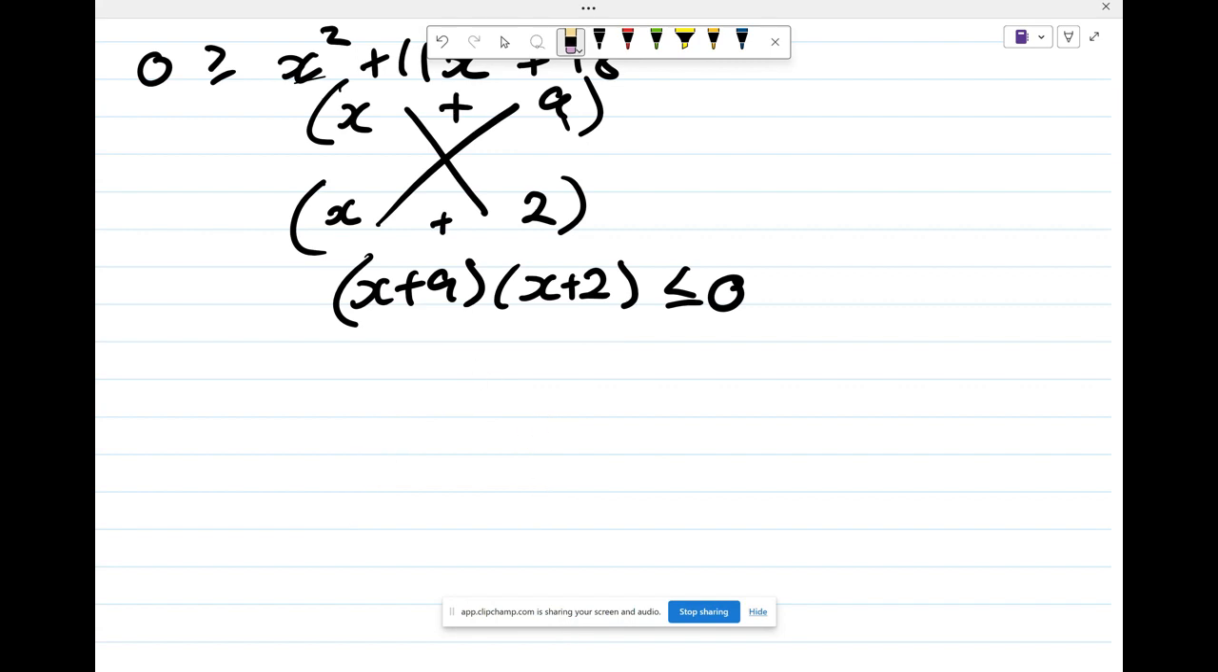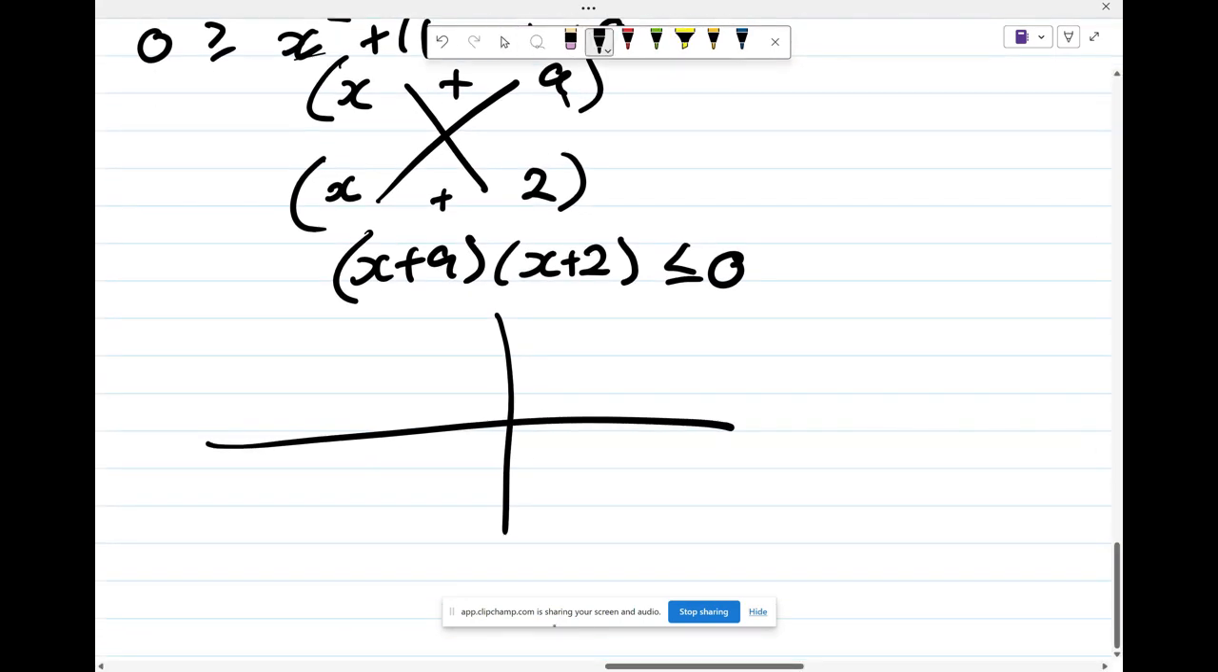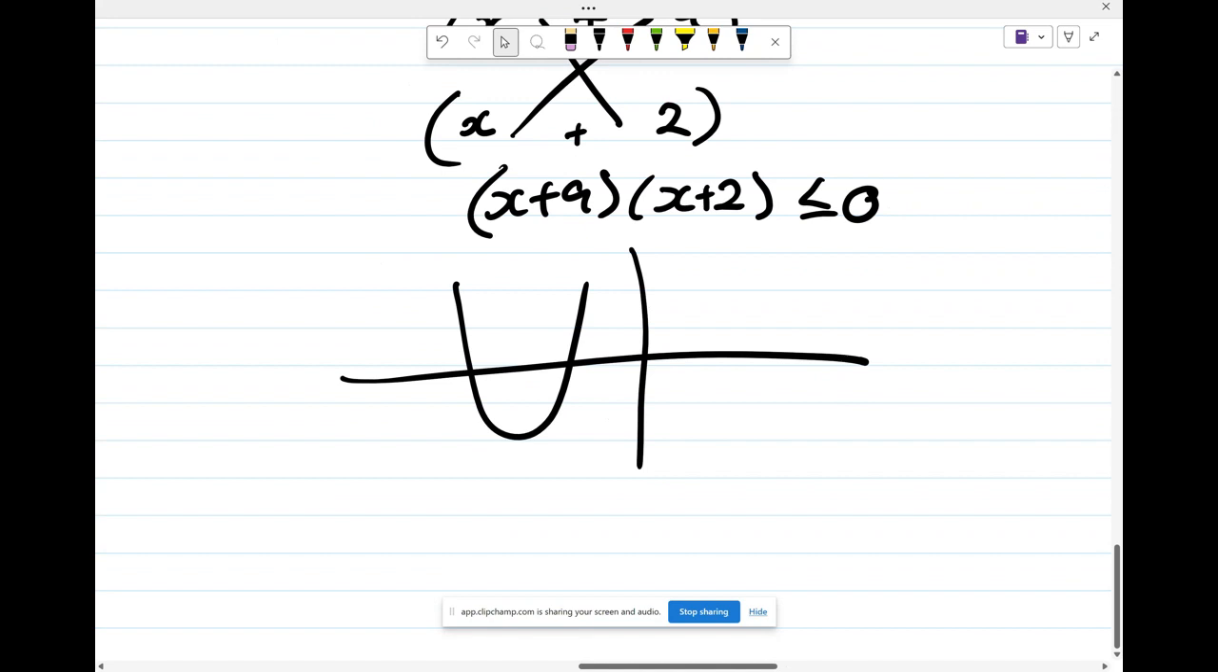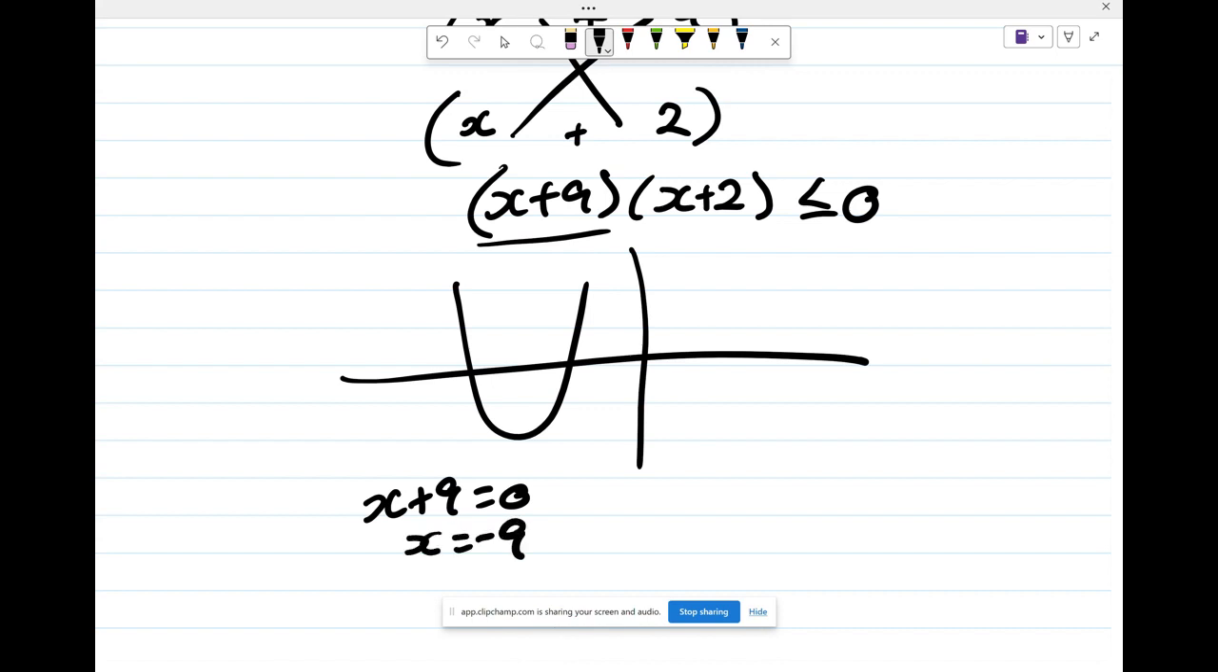Another way to do this that we saw was to draw out our little sketch. So we draw something like this. Doesn't really matter where. And we find out our roots. If these are our factors, we let each of them equal 0 and find our roots. So x equals minus 9 is a root, and x equals minus 2 is a root. So this is minus 9, minus 2.